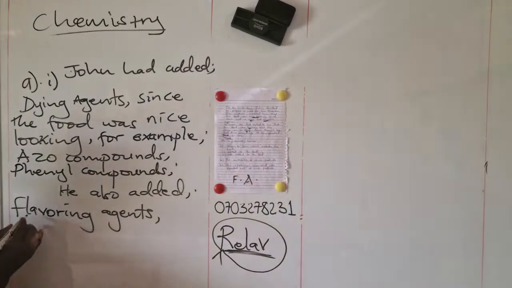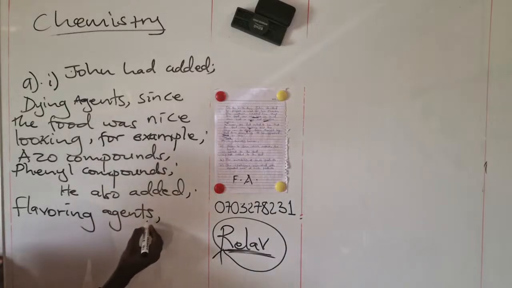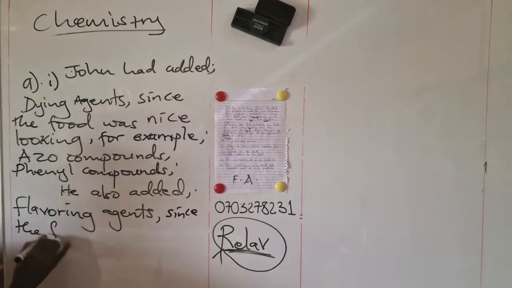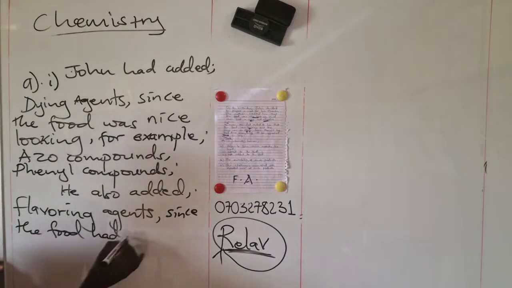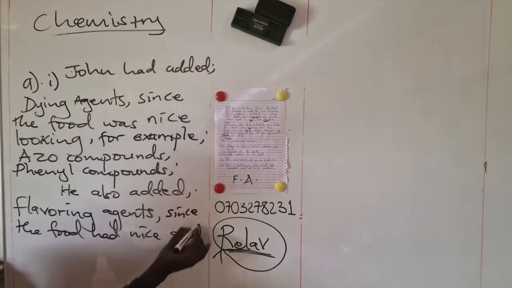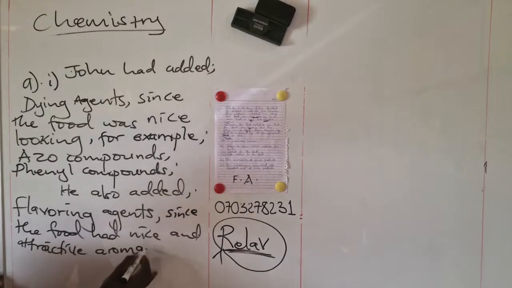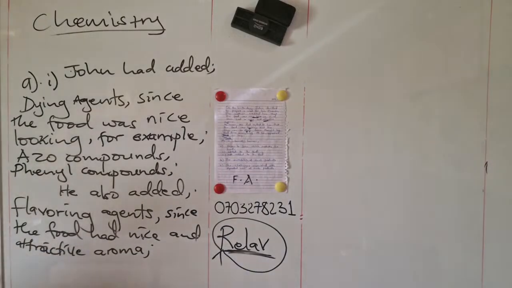So, John had added flavoring agents since the food had nice and attractive aroma. You can go on and give some examples of such flavoring agents that improve the aroma of food. We know them. We know the garlic.